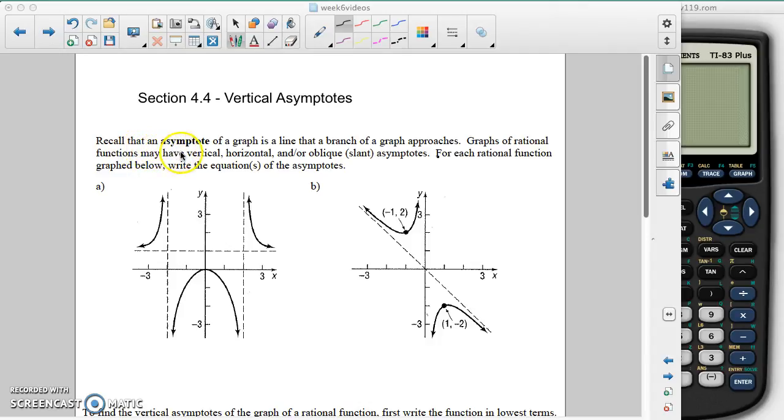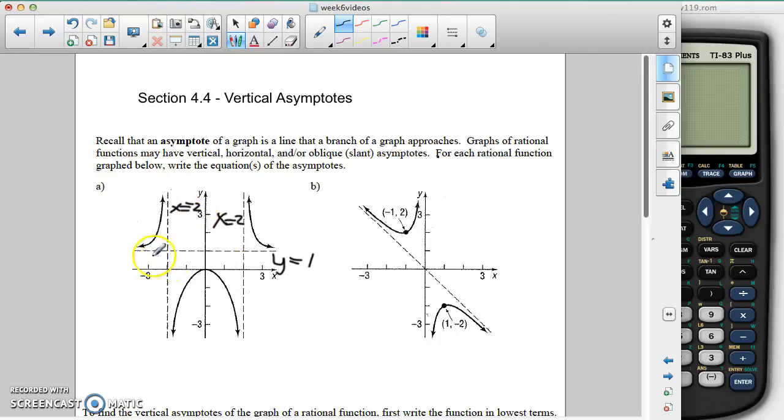It says that an asymptote is a line that a branch of the graph approaches. Graphs of rational functions may have vertical, horizontal, and/or oblique slant asymptotes. For each rational function graph below, write the equations of the asymptotes. So if you're looking at this graph right here, this one looks like it goes through y equals 1. And then this one's x equals 2. And this is x equals negative 2 on this one. So it has two vertical and a horizontal.